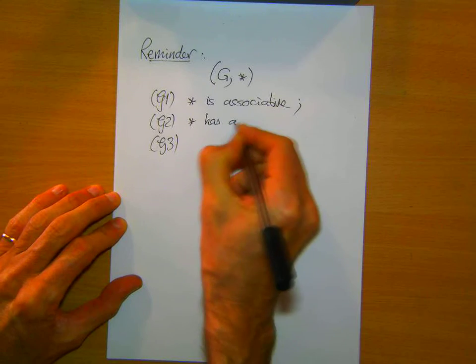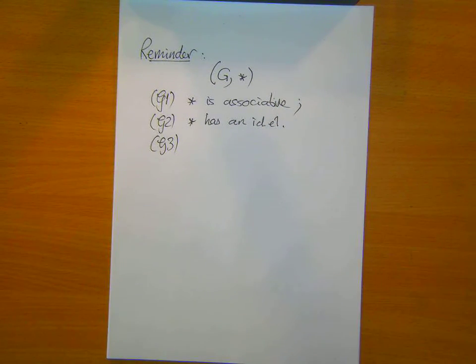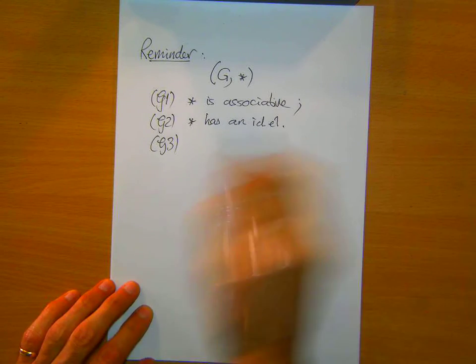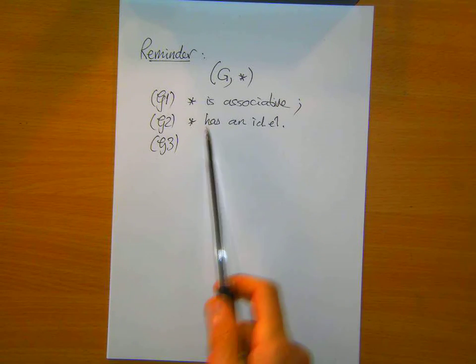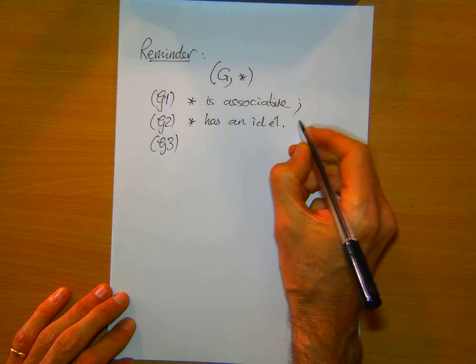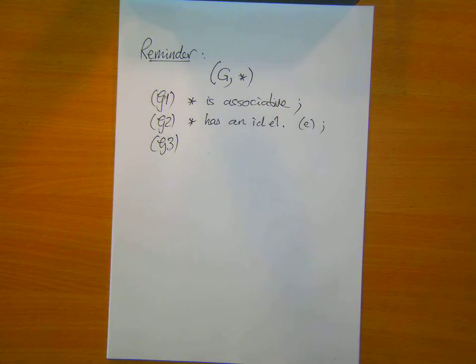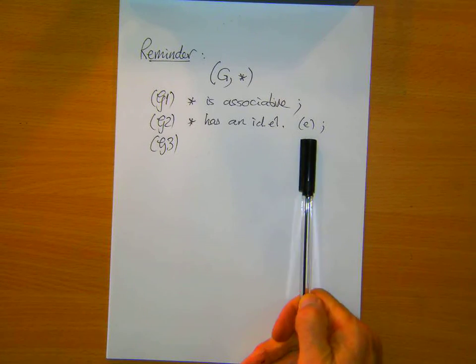Star has an identity element. It's nice to have an identity element, so that's a special element in the set which behaves well with respect to the binary operation in a particular way. And we know from previous work that if a binary operation has an identity element, then it has precisely one. And so we can give this unique identity element a letter. We'll usually call it E generically, although in this particular case it might be called 0 or 1 or the identity matrix. But the generic letter for an identity element will be E.